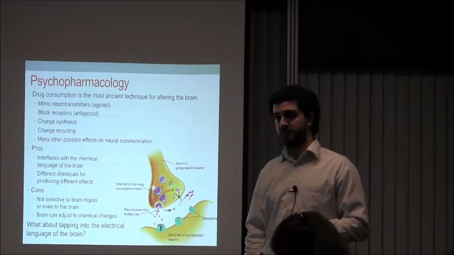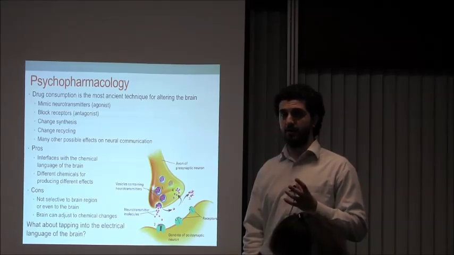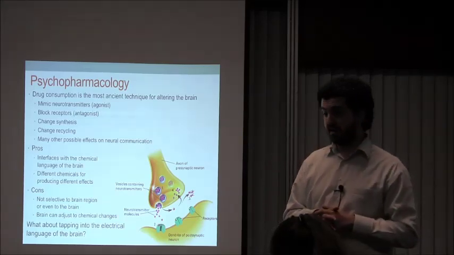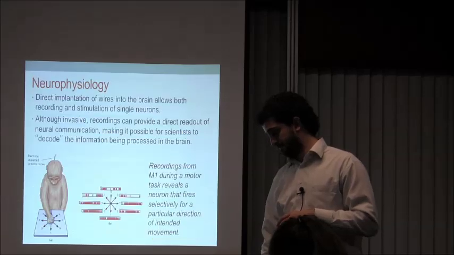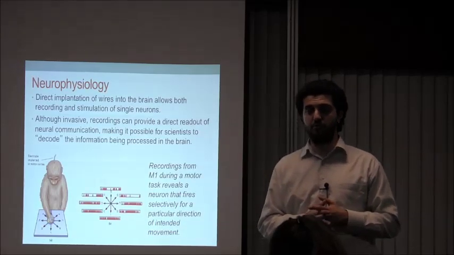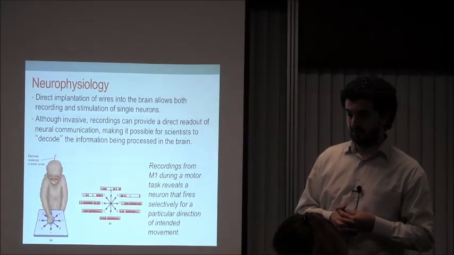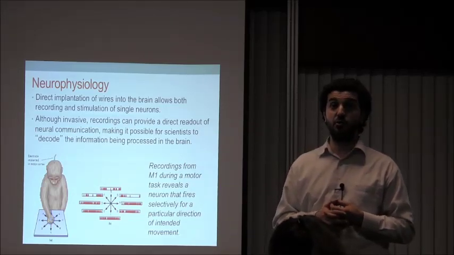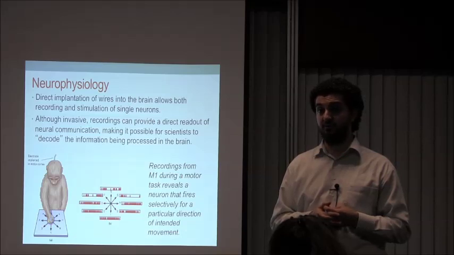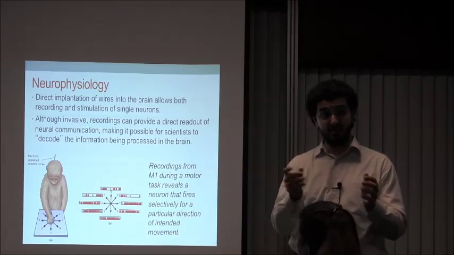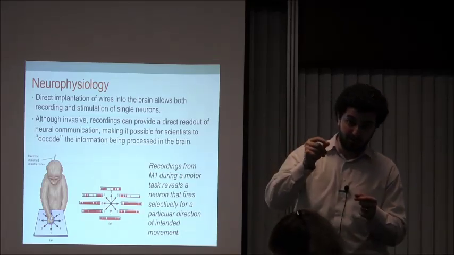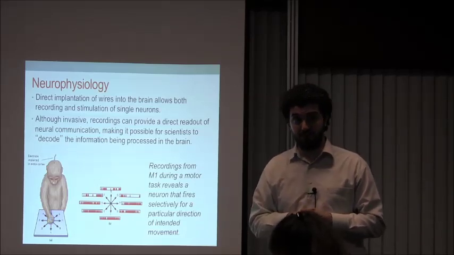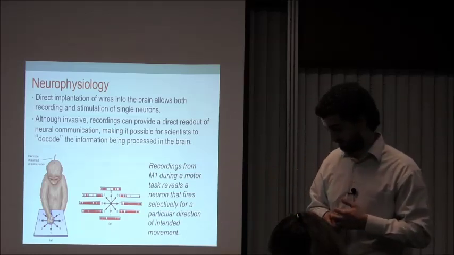Okay, so we spoke about a way to interact with the chemical neurotransmission in the brain. What about the electrical neurotransmission in the brain? This is the science of what we call neurophysiology. So neurophysiology is all about recording electrical activity directly from neurons. And you can imagine how difficult this task is: finding a neuron, putting an electrode in that neuron, and recording electrical activity from particular neurons in the brain.